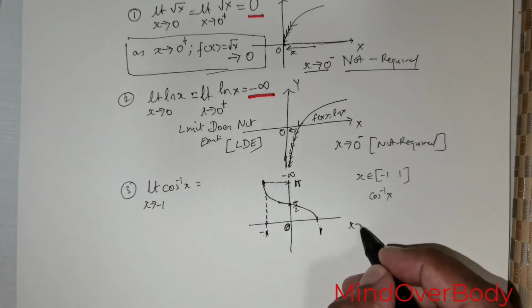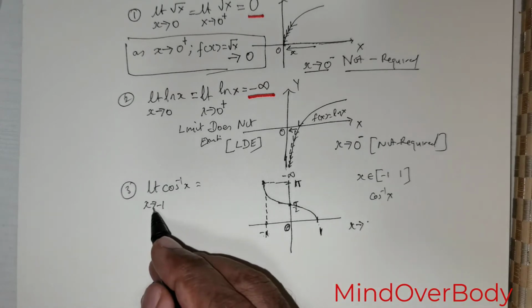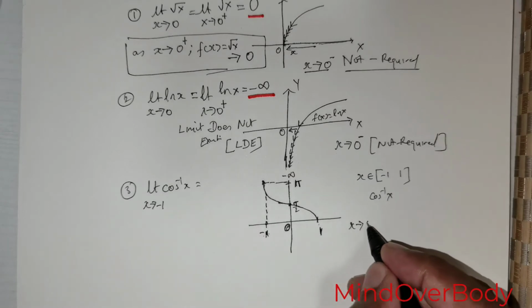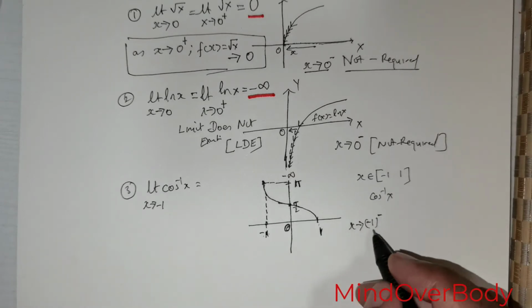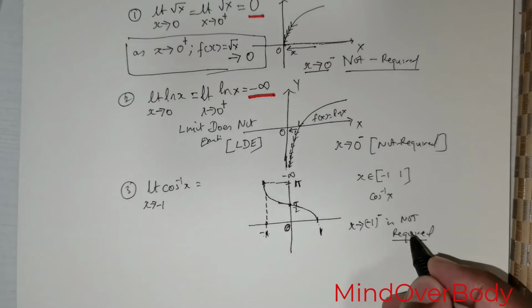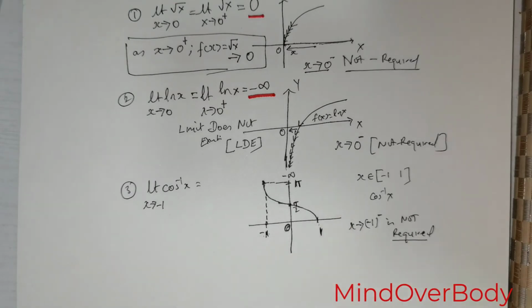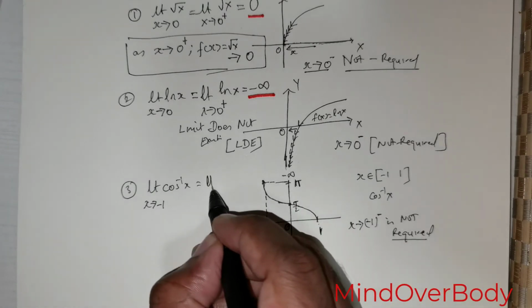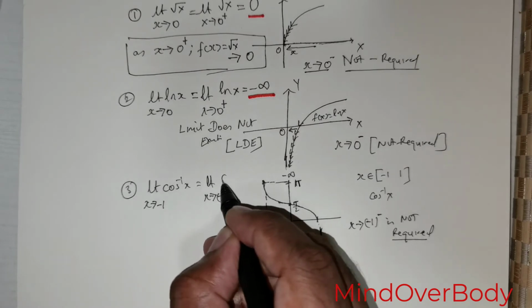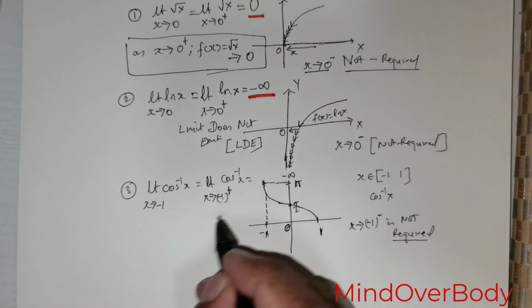So that means x tending to, because we are expected to find the limit of cos inverse of x as x is approaching negative 1, x tending to negative 1 from the left hand side is not required. Why is it not required? For the very fact the function is not defined on the left side of negative 1. So that is the reason. So this is the graph. Now let me just find out what happens to cos inverse of x as x approaches negative 1 from the right hand side. So that is what we are asked or we are required to obtain.